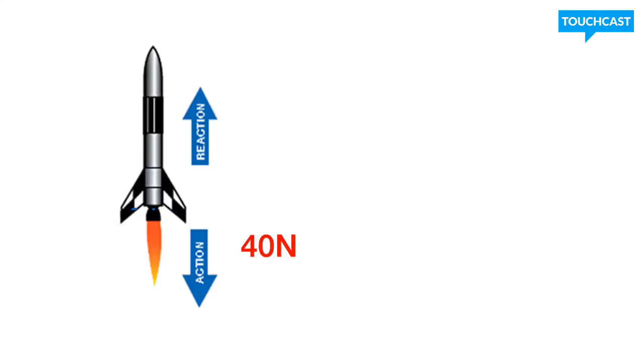So if the rocket's engine put 40 newtons of force down, then 40 newtons of force has to push back up on the rocket. And as you can see there, both forces are equal and pushing in the opposite direction. Alright, let's go ahead and look at two more examples.